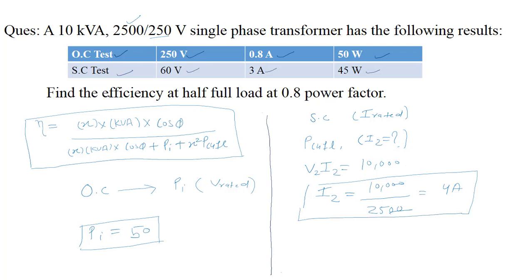To get the short circuit test power reading directly as PCUFL, it must be performed at 4 ampere, but it is performed at 3 ampere. So it is not performed at rated current, and this reading cannot be equal to PCUFL. We know that P copper is nothing but I square into R. So to find the rated PCUFL, we have to find the copper loss at 4 ampere instead of 3 ampere. At 3 ampere it is given as 45 watt, and copper loss is directly proportional to current square.